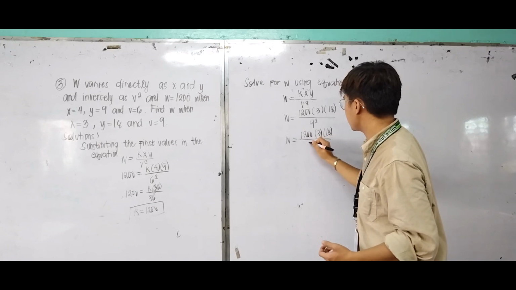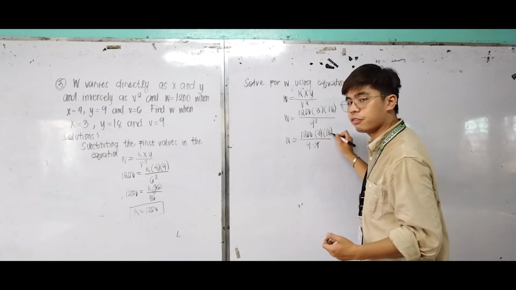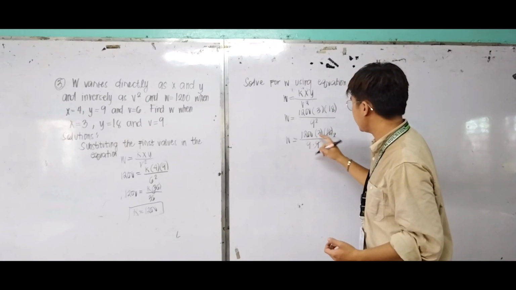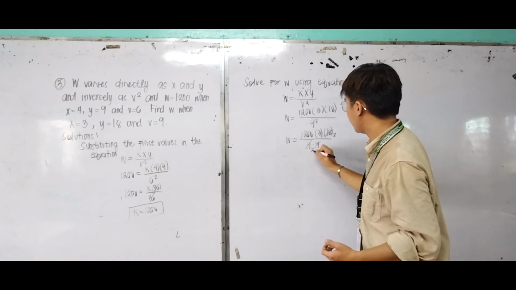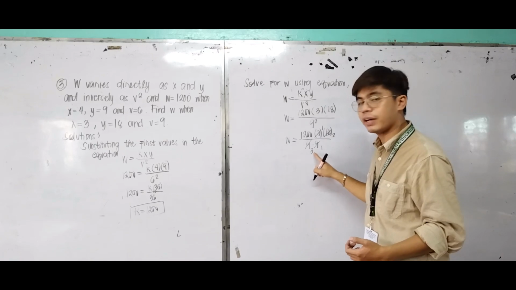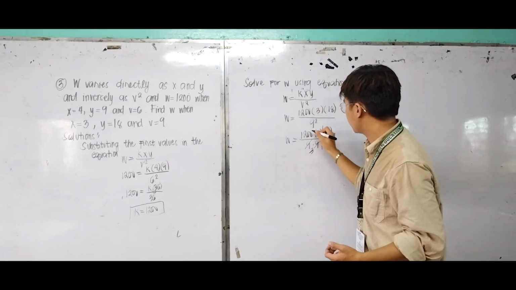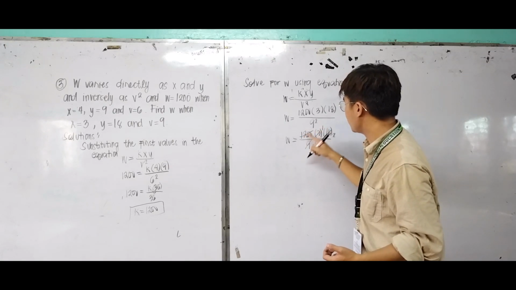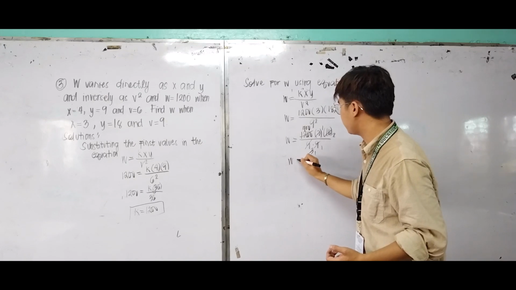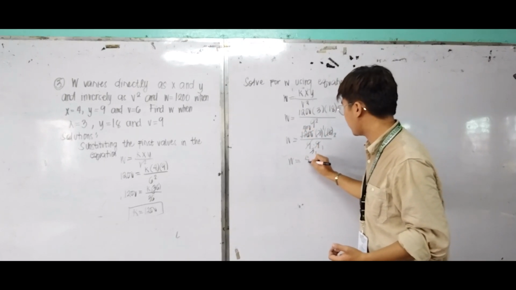So 9 squared is equivalent to 9 times 9. So 9 here, we can simplify 9 and 18, so we have 1 and 2. 9 and 3, so we have 3 and 1. So 1200 also can be simplified with the 3 remaining in the denominator. So we have 1200 divided by 3, remaining 400. So that means we have the remaining values, 400 times 2, so we have 800.